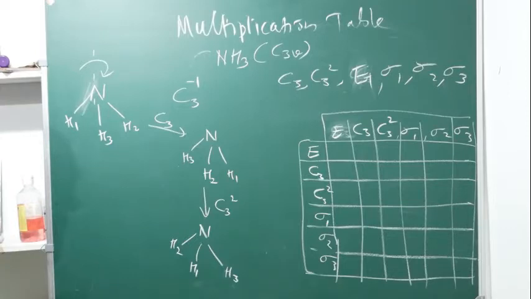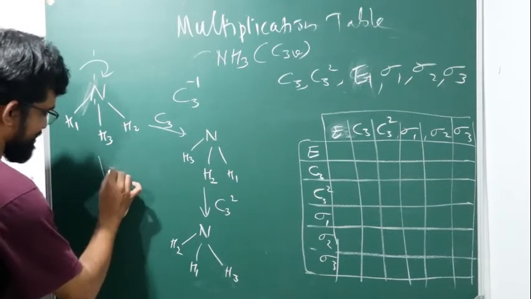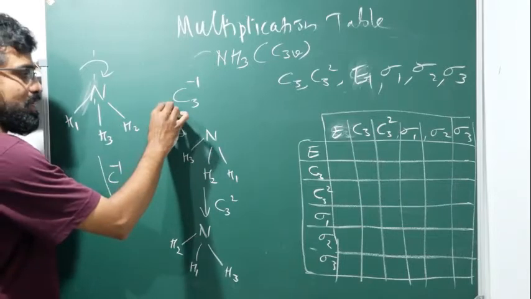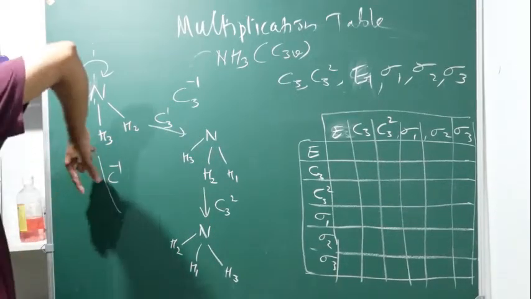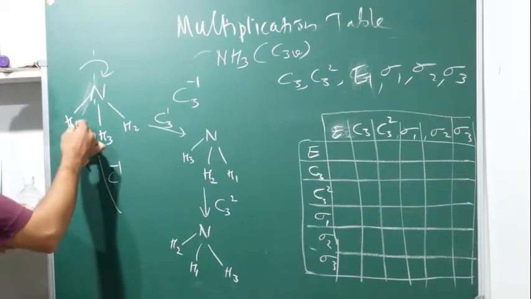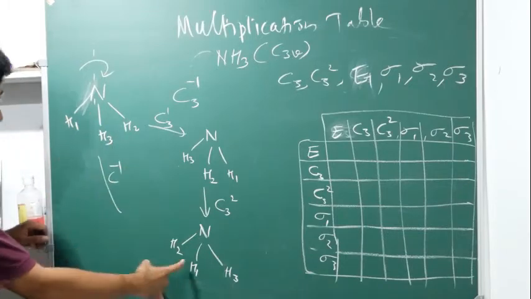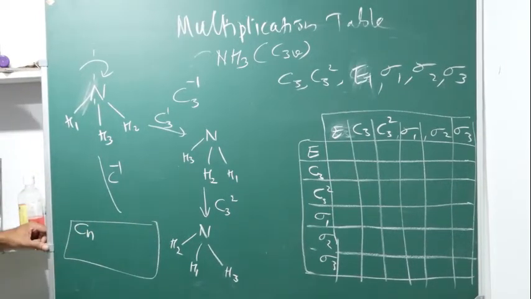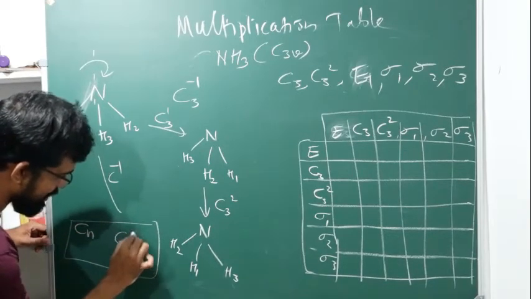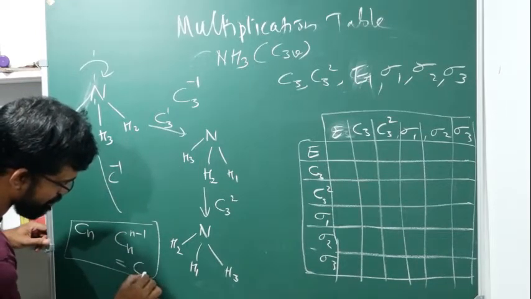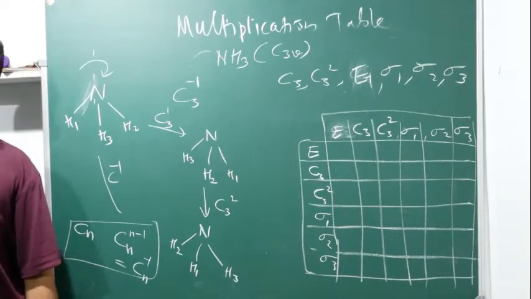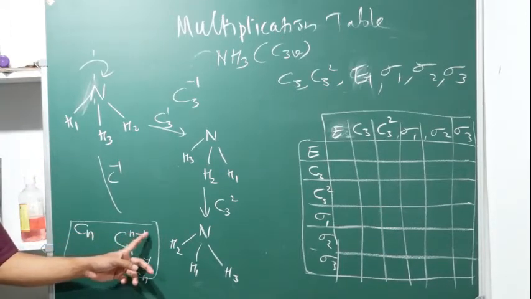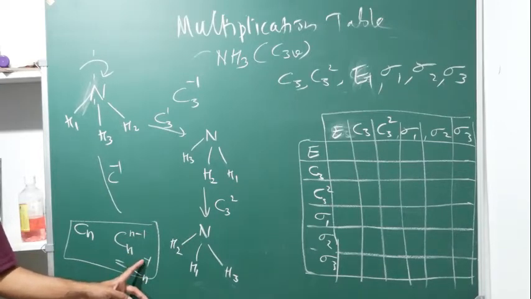Now when you do just the reverse of C3, that is C3 minus 1, this is rotation in this direction. So H1 will be here, H3 will be here, H2 will be here. That is the same thing as C3 square. Generally, for a Cn, Cn raised to minus 1 is Cn to the n minus 1.